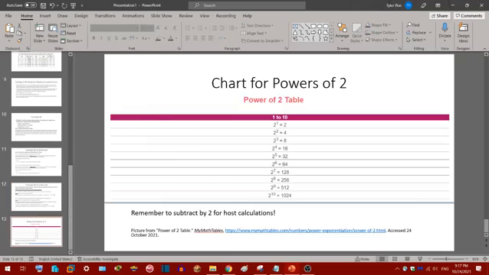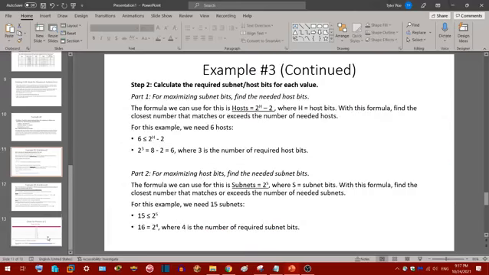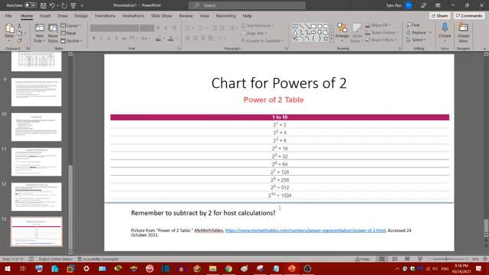And I've also attached a little table here, a chart for powers of 2. So I would recommend memorizing this. This really helps for your calculations when you're doing these formulas. It really helps to memorize the powers of 2. Just the first 10. I don't think you need to ever go above 10 in this class. I could be wrong. I want to memorize like 2 to the 11th power just in case, which is basically 2048. And for when you're working with the host bits, remember to subtract by 2. This table, by the way, is from this website, Power of 2 table. My Math Tables is the website. I left a link here. I might post this PowerPoint if anybody's interested.